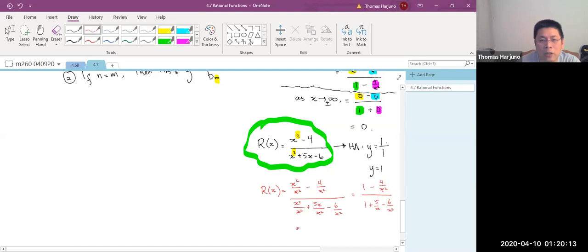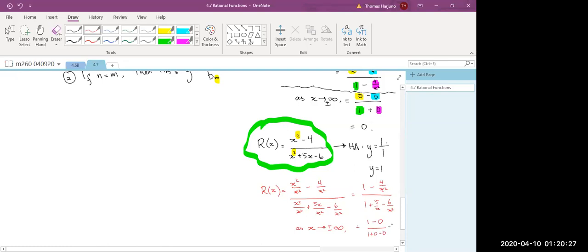And you can see as x goes to positive or negative infinity, the value will be 1 minus 0 over 1 plus 0 minus 0. That's how we get that one.